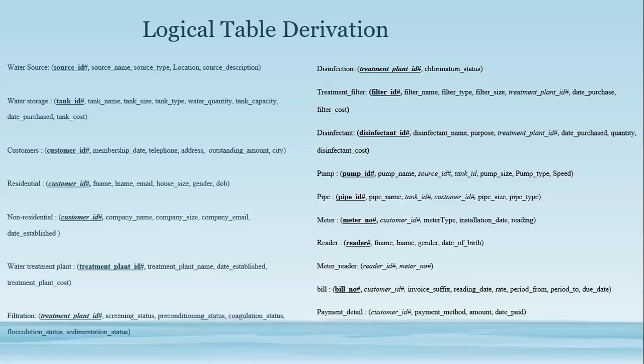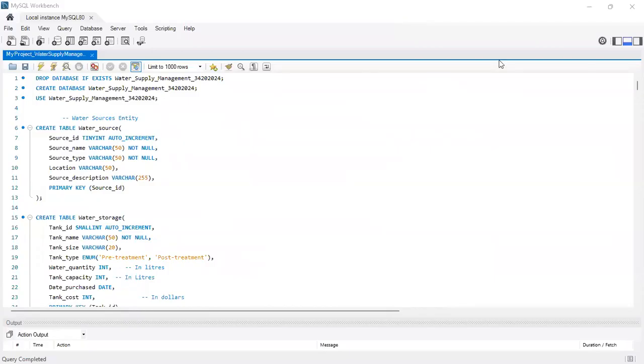We have the pumps, the pipes, the meter, and the reader, and they have pump ID, pipe ID, meter number, and reader ID respectively. The meter reader is a decomposed table from the reader and the meter, and it has the primary keys from the meter and the reader tables as its foreign keys. Now we have the bill and then the payment detail. That's the method that the customers are going to use to pay for the bill.